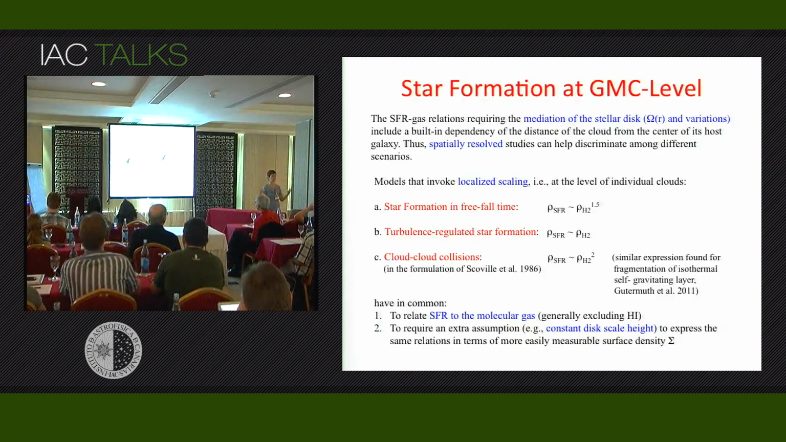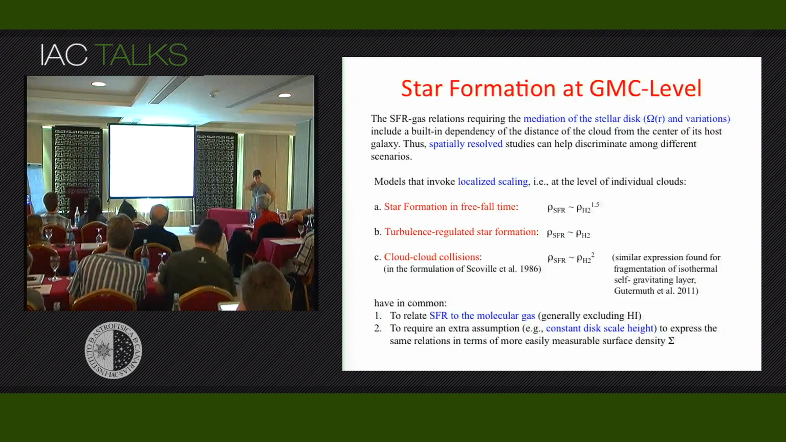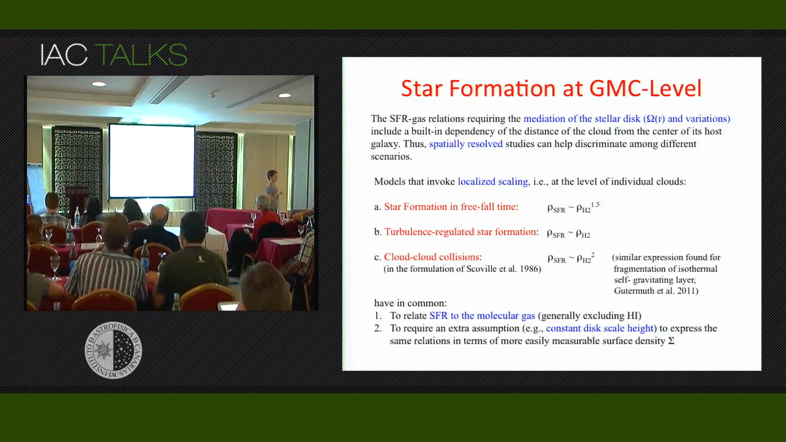It's like one cloud at a time, okay? And it's expressed as rho to the 1.5 for the free-fall time. For the turbulence-regulated star formation, you get a linear relation. And for the cloud-cloud collision, I think the relation is an exponent of two between the star formation rate and the H2. But Nick can correct me if this is wrong, because he was the one who proposed it in 1986. Are you awake, Nick?